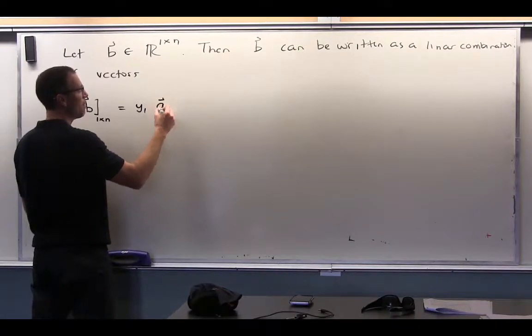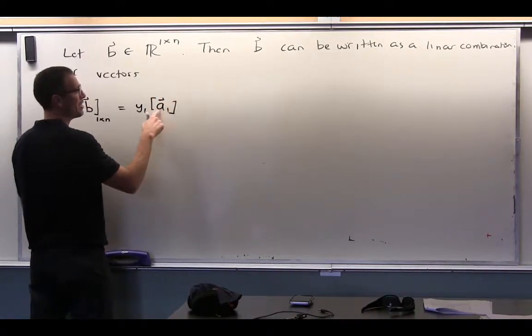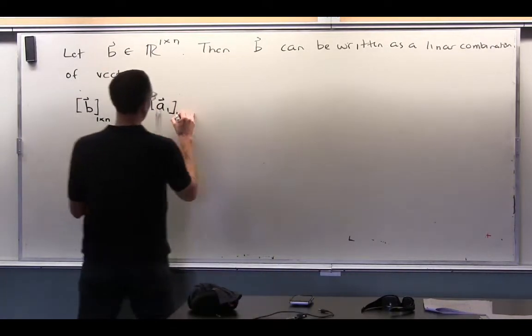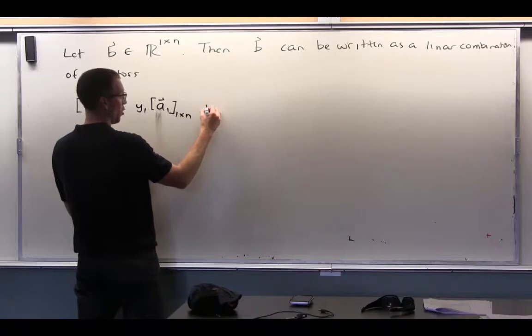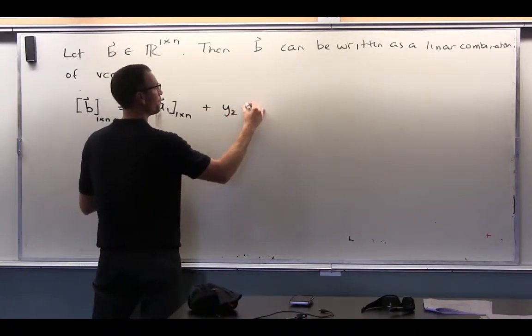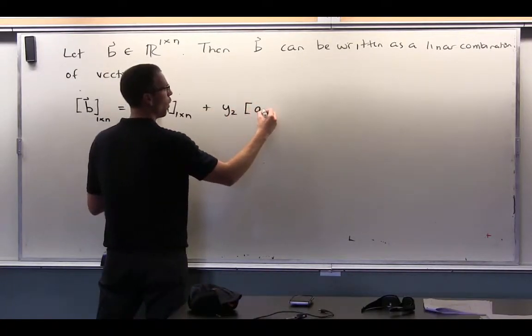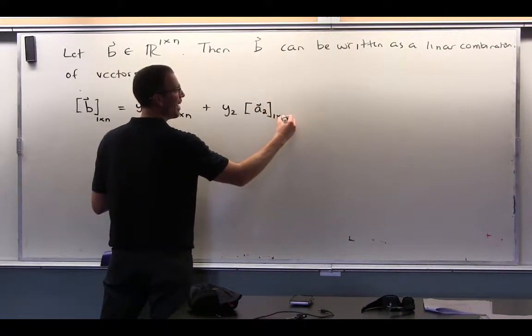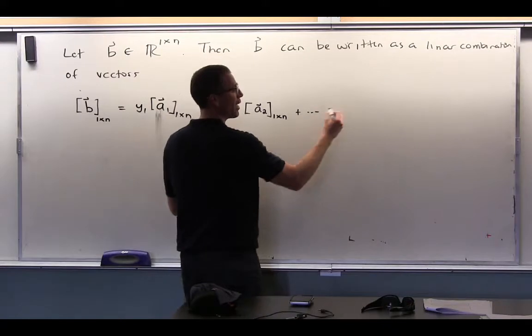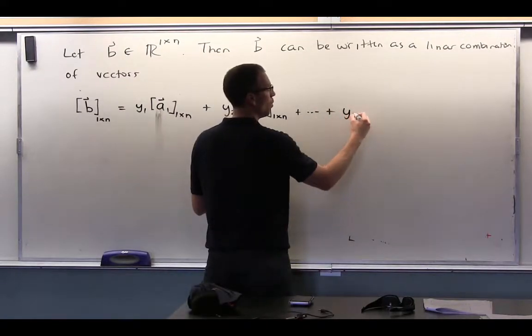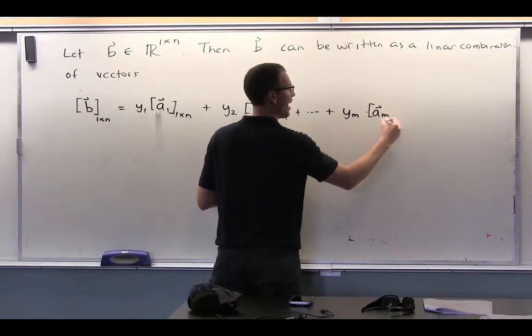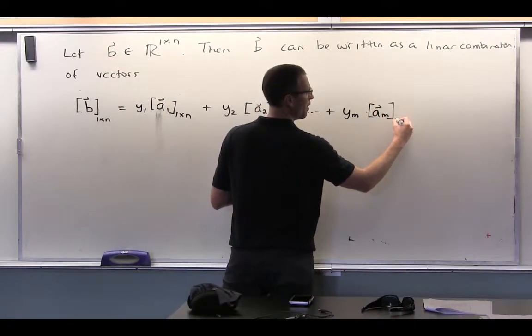Is this the same vector that I had earlier? Is this vector the same one as my other A1? No. Why not? It's a row vector. Okay, what's the next one? Y2 A2, and this is now a 1 by n. And I keep going until I hit what? Ym Am. And this is going to be what?